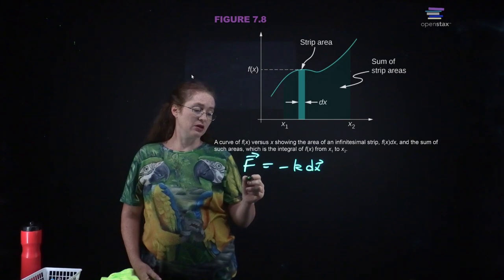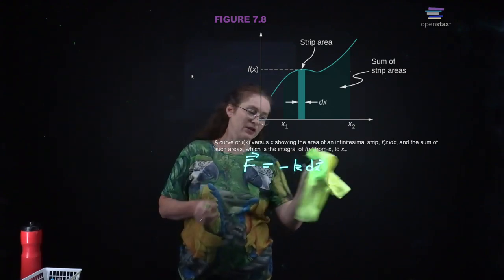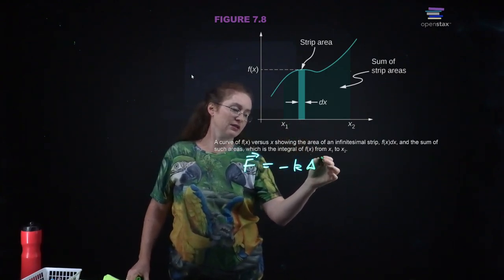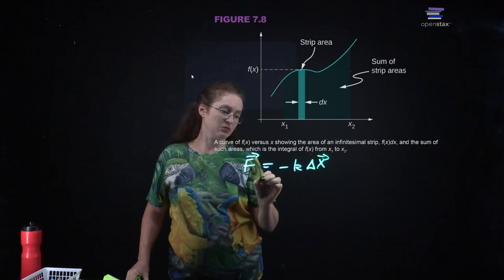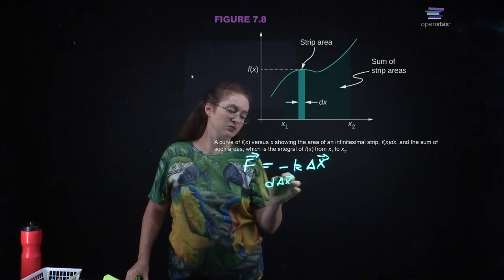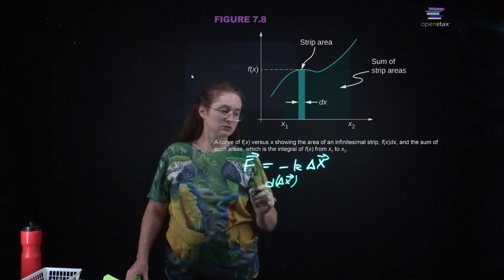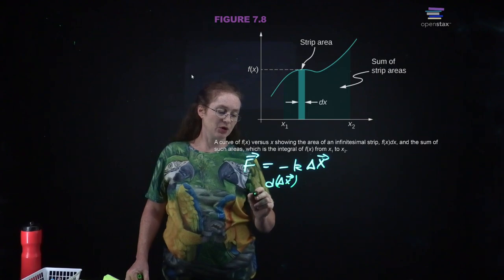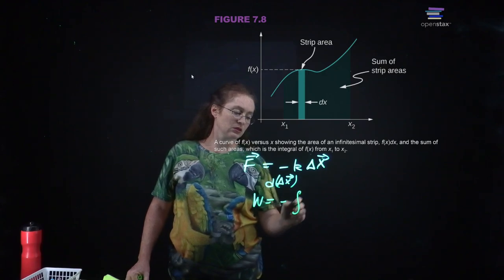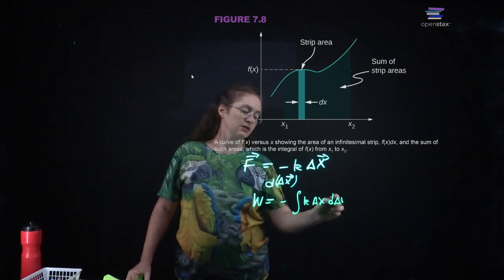And then here I should have the delta x. Then we have our displacement is going to be a small chunk, just a little bit of the displacement. So I'll write that as d delta x. Now I can take the dot product of this, and I get that the work is equal to k delta x d delta x.